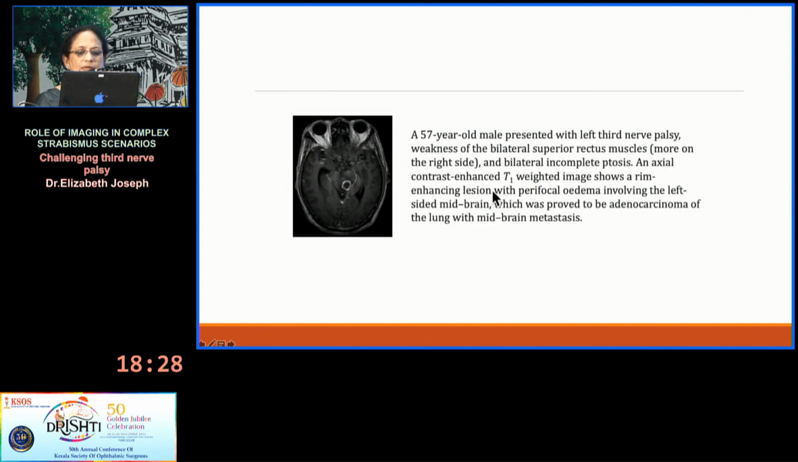Then coming to another patient, a 57-year-old male presented with left third nerve palsy and weakness of bilateral superior rectus, with bilateral incomplete ptosis. That was a nuclear lesion, and you can see a rim enhancing lesion, and that was a midbrain metastasis.